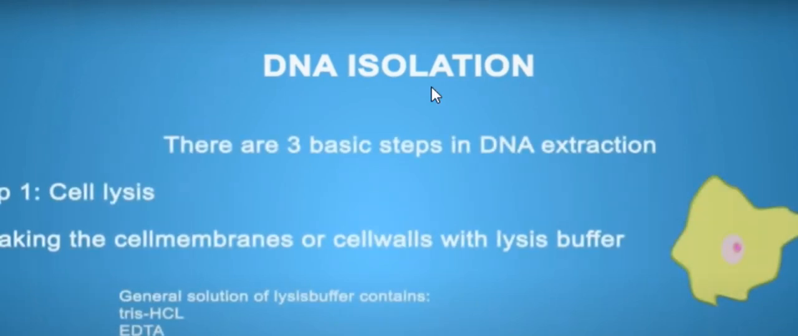Here you can see that there are three basic steps in DNA extraction. First is cell lysis. Cell lysis means breakdown of the cell membrane or cell wall, the covering of the cell, with a chemical known as lysis buffer. Look here, these are the components of the lysis buffer. You will learn much more in your higher class. Simply remember, in the first step we have to break the cell membrane by using lysis buffer. Lysis means breakdown.